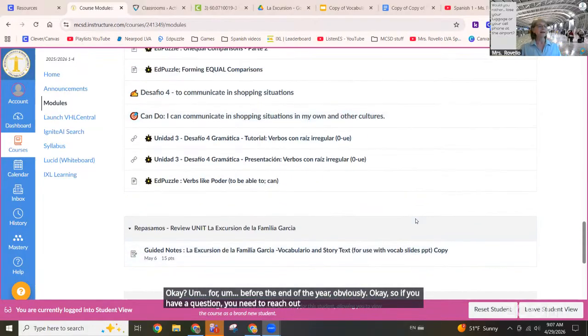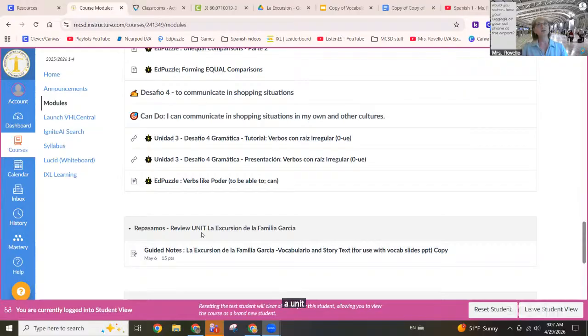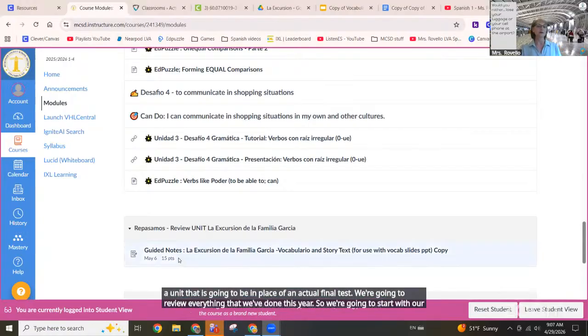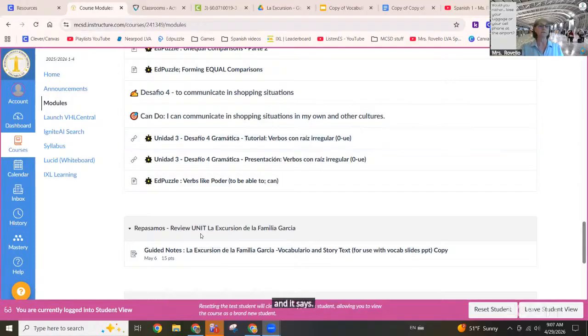Okay, today, again, if you just joined us, we are going to repasar, right? A unit that is going to be in place of an actual final test. We're going to review everything that we've done this year. So we're going to start with our vocab. So meet me there, you guys. It should be right below Unit 3, and it says review unit.